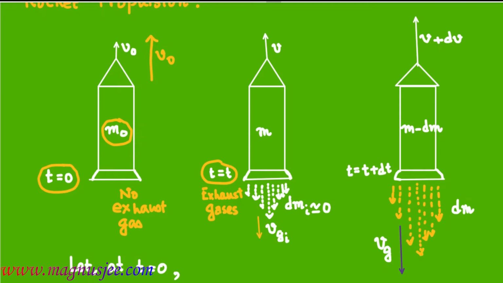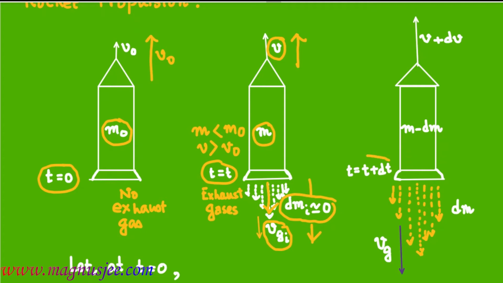Now at the instant t equal to t, a small amount of exhaust gases are released from the rocket in the vertically downward direction with the initial velocity vgi, where vgi is the initial velocity of the exhaust gases, and dmi is a very small mass of exhaust gases, dmi approximately equal to 0. The mass of the rocket decreases to m, therefore m is less than m0, but the velocity increases to v, because the mass decreases and the velocity increases by keeping the linear momentum of the rocket constant.